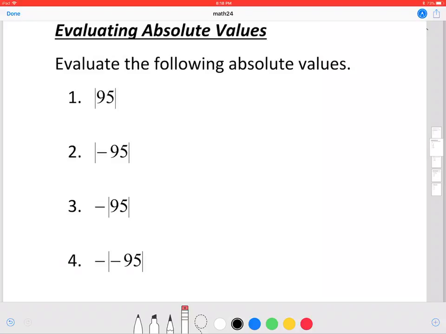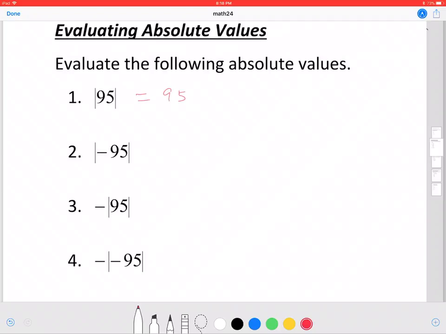Conceptually, absolute value is really nothing more than a distance from 0 to a given number. For example, number 1, the problem is absolute value of 95. Now you can think of how far is 95 away from 0? Well, answer is 95. So the answer to this is equal to 95.